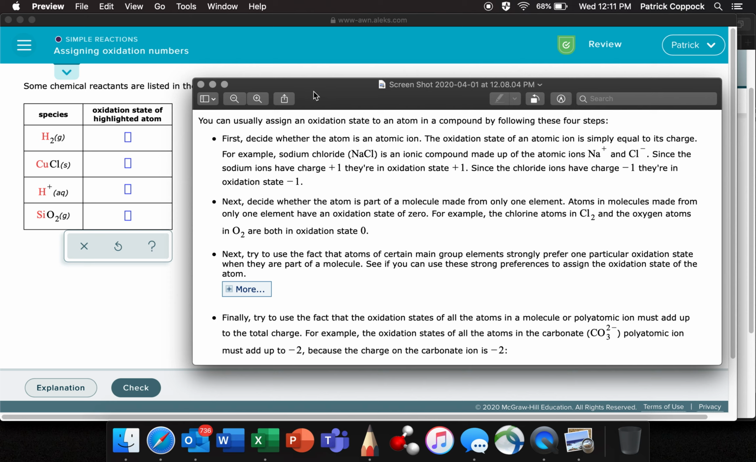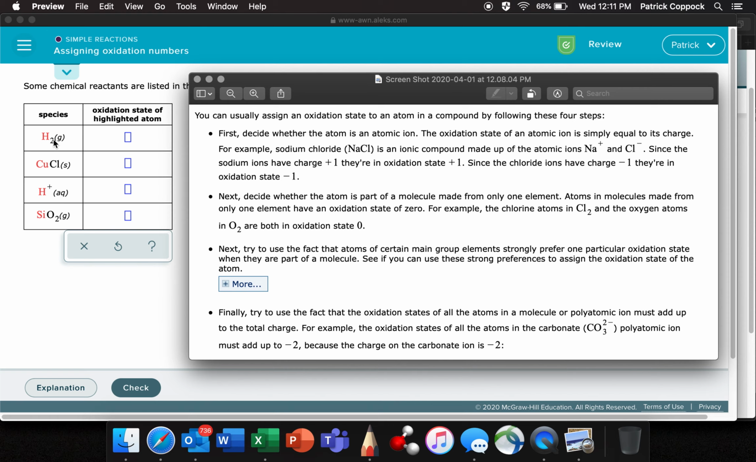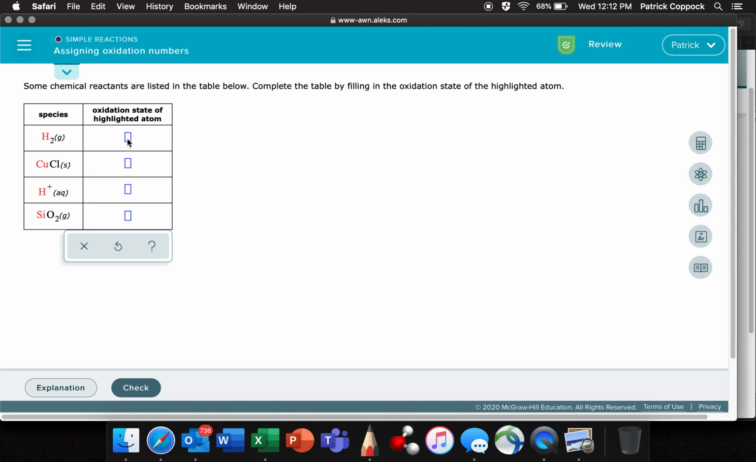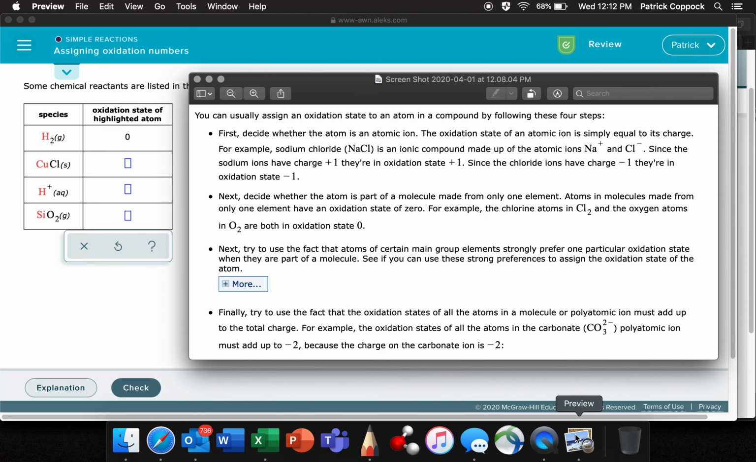Next, decide whether the atom is part of a molecule made from only one element. Is this made from only one element? Yes, it is. It's just hydrogen, right? So consequently, it has an oxidation state of 0. So I'm going to come here and say 0. Okay? Let's move on down to the next one now.